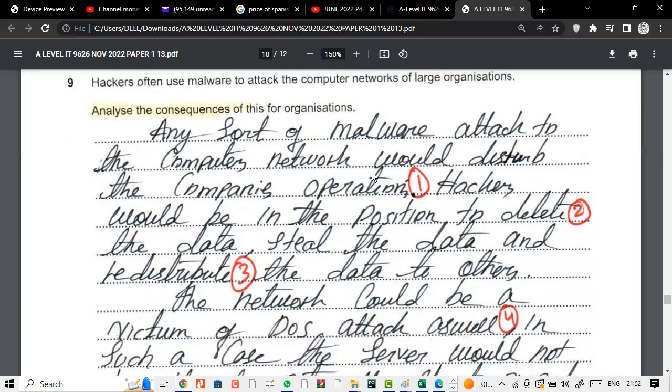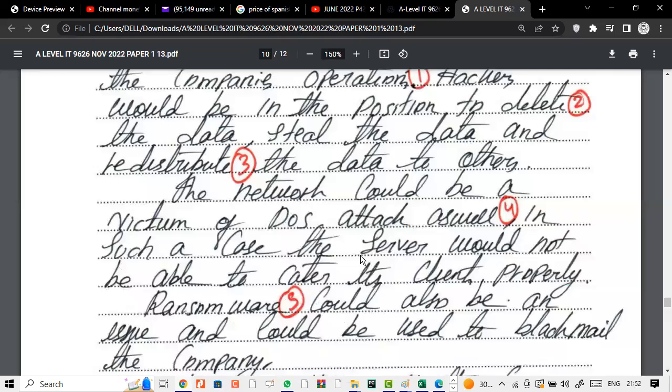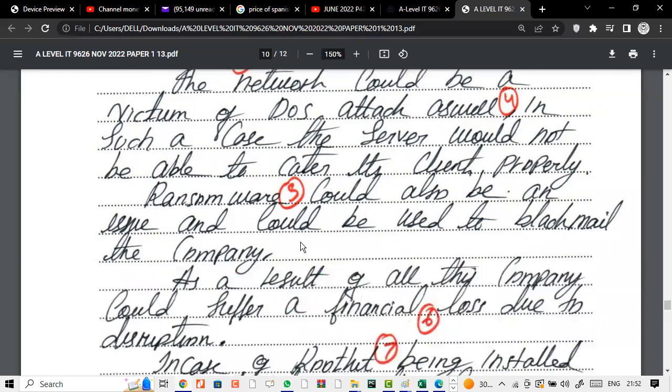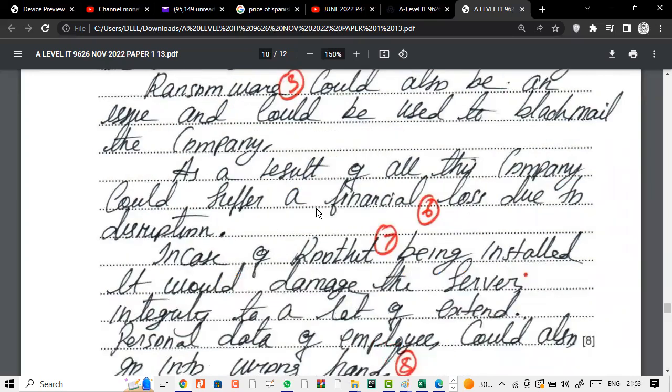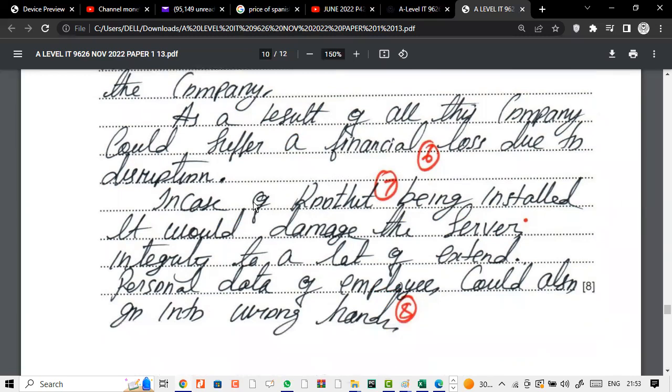Any sort of malware attack on the company network would disrupt the company's operation, one thing. Hackers would be in a position to delete the data, second point, steal it and redistribute it. The network could be a victim of a DoS attack as well. In such a case, the server would not be able to serve the clients properly. Ransomware would blackmail the company and take the data. As a result of all this, the company could suffer financial loss. These could be the consequences. There could be disruption in the overall business. In case of a rootkit being installed, it would damage the server's integrity to a large extent. Personal data of the employees could also be compromised.